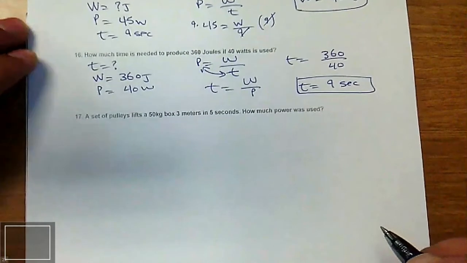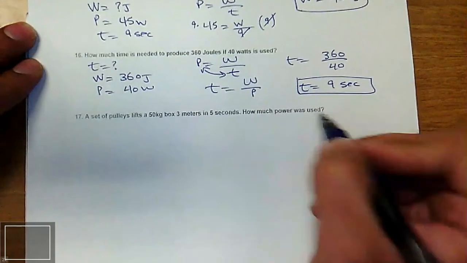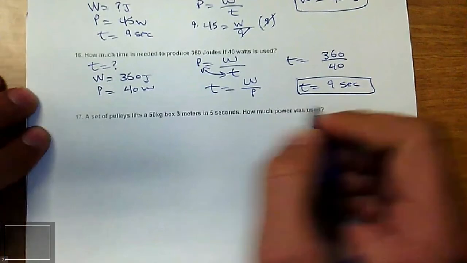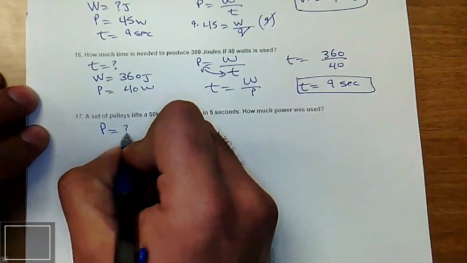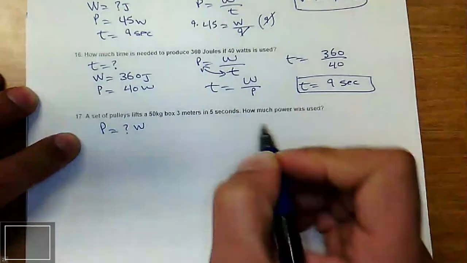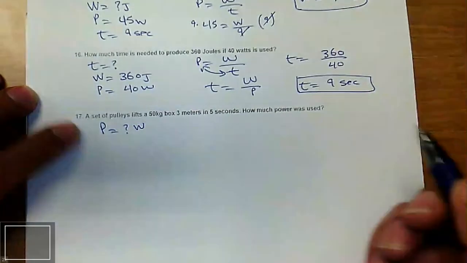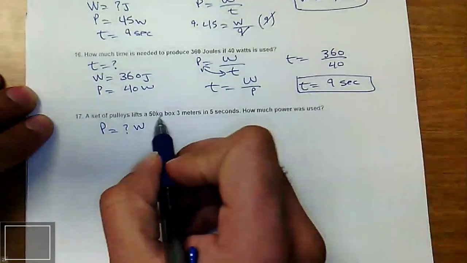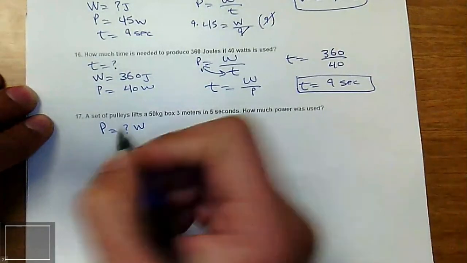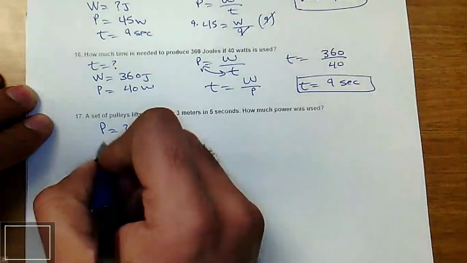And finally, number 17. A set of pulleys lifts a 50-kilogram box 3 meters in 5 seconds. How much power was used? So P is unknown with the units of watts. And, of course, power is going to need work, but there's no work mentioned. There's going to be a force. There's no force. So we're going to have to go get mad.